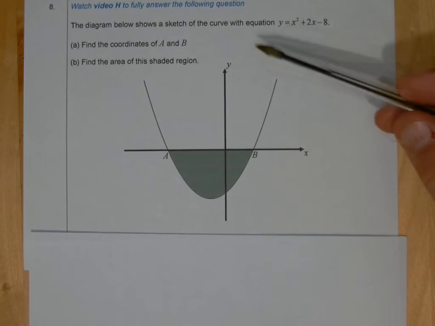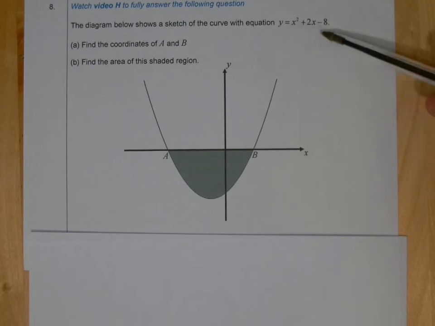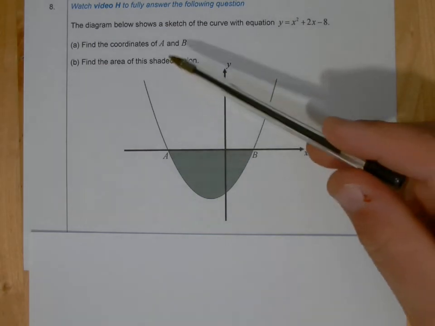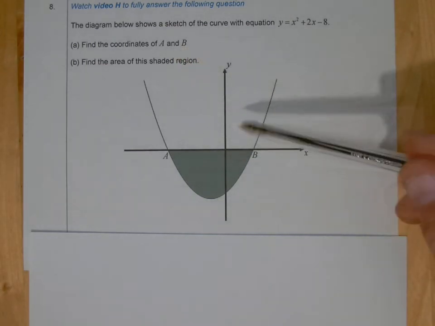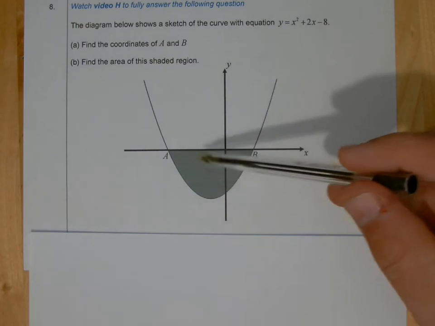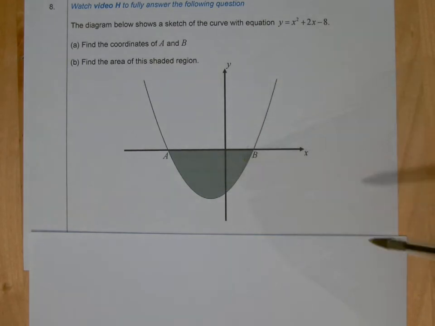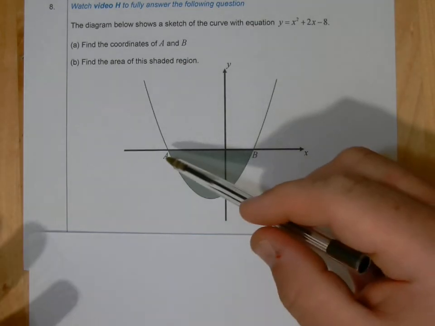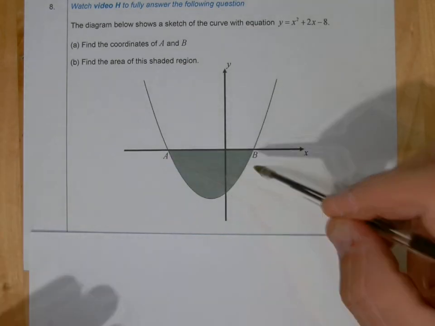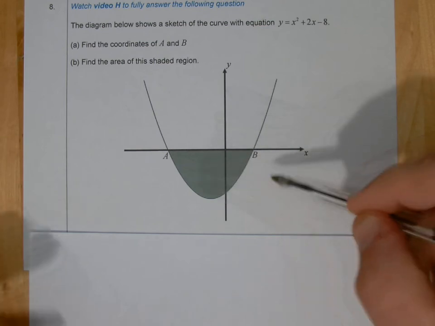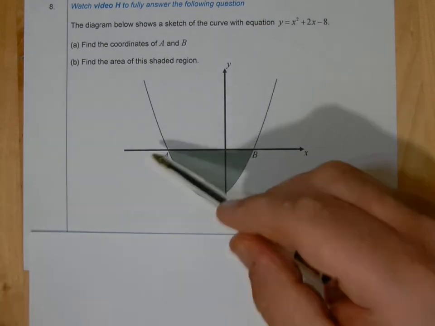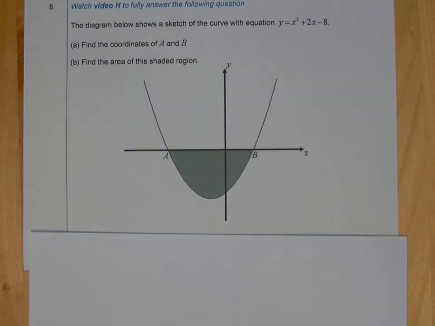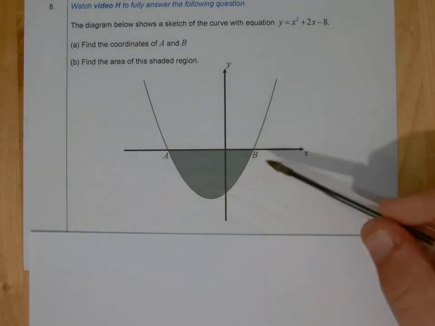Okay, the diagram below shows a sketch of the curve with equation y equals x squared plus 2x minus 8. Find the coordinates of A and B in part A, and then we've got to find the area of this shaded region. Remember we discussed last time, there's a reason why we want to find A and B first, because when you work out the area, we need that definite integral between two values, the lower limit and the upper limit.